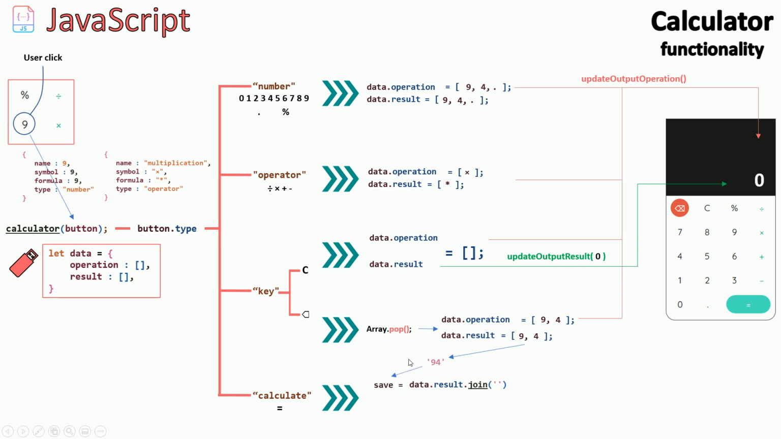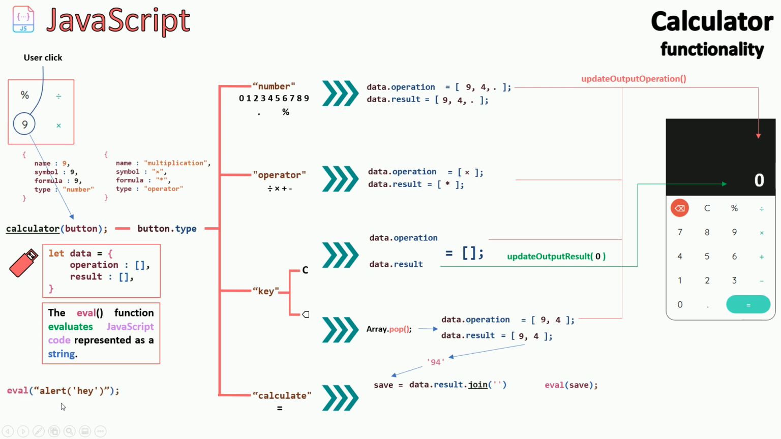And then I'm going to save this inside a variable called save, for example, and then I will pass this save here to a function, a built-in function called eval, for evaluate. So the eval function here evaluates JavaScript code represented as a string. So let's say we have this code here. Now if I put this JavaScript code here inside double quotes, I've represented this JavaScript code as a string. Now if I pass this to my function eval, the eval function will evaluate this code here.